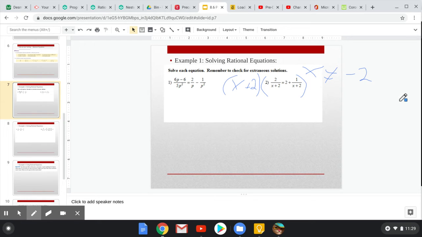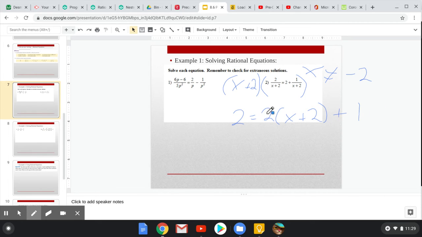So multiplying the first part by x plus 2, the x plus 2's are going to cancel. So we're going to get 2 equals, and then here we don't have a denominator to cancel, so we're going to get 2 times x plus 2. And then here the denominator cancels with x plus 2, and so we just get 1.